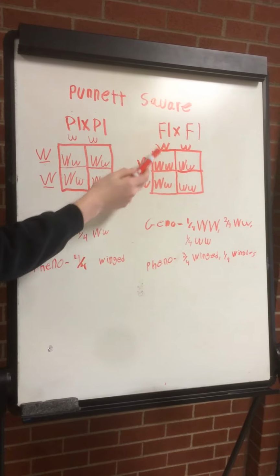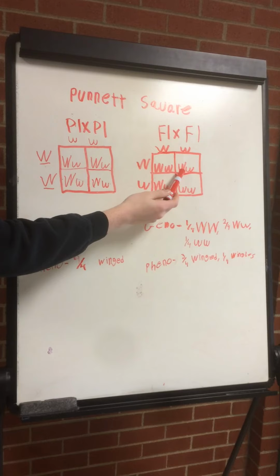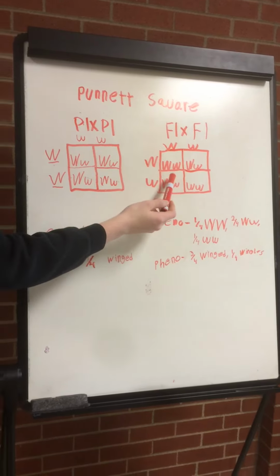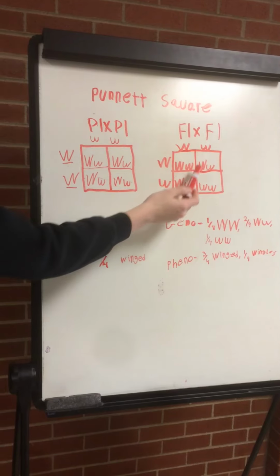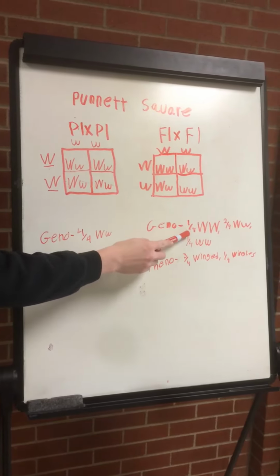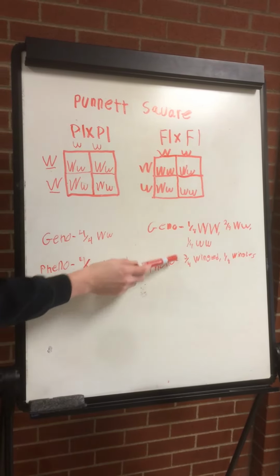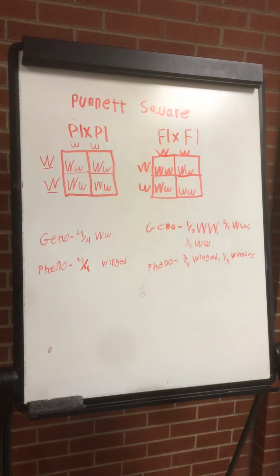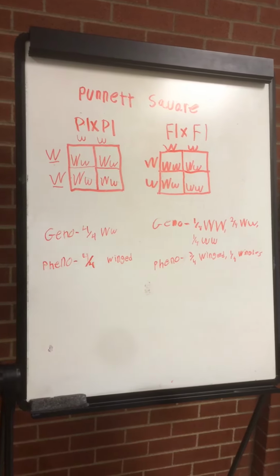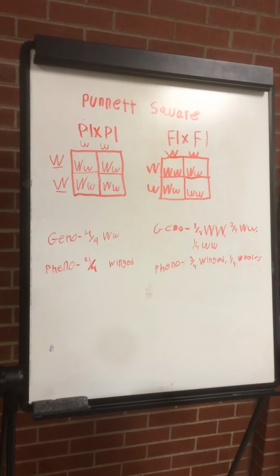And then these two give you big W, big W. These two, big W, little W, and these two, little W, little W. And the genotype is 1/4 big W big W, 2/4 big W little W, and 1/4 little W little W. And the phenotype for this one is 3/4 of them will be winged, and 1/4 of them will be wingless.